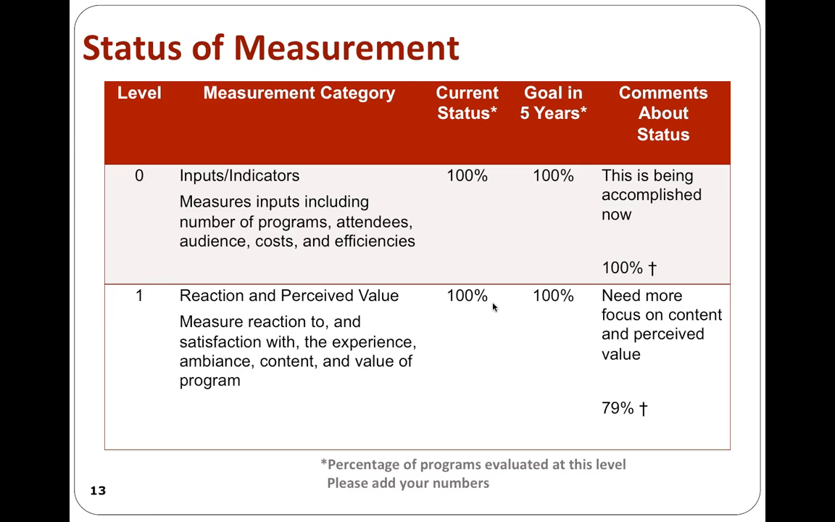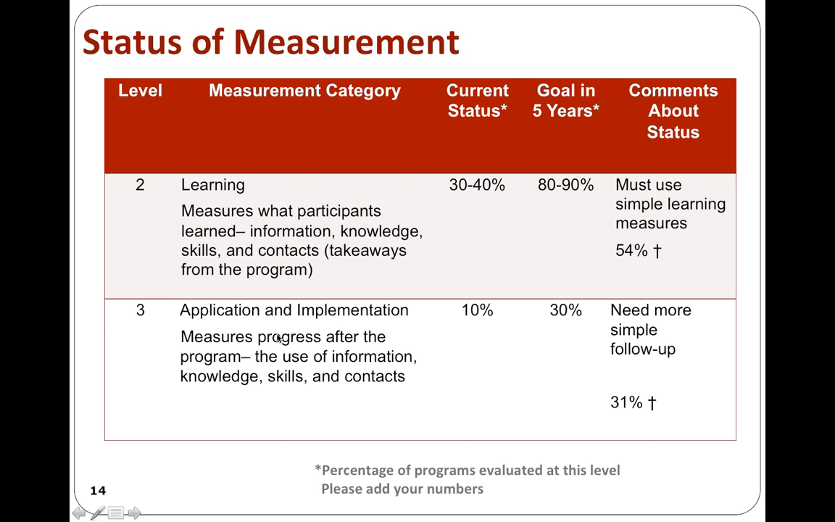Now level 1, 100% is where we think we are. We need to be 100%, but we're actually monitoring less than that, and we understand that sometimes it's a resource issue. If you go to the next slide, you see some other percentages. Now, this is the percent of programs evaluated at this level. So if you go to the next slide, if you could, you can see we're suggesting 80 to 90% at level 2. That means 80 to 90% of the programs we evaluate at this level.